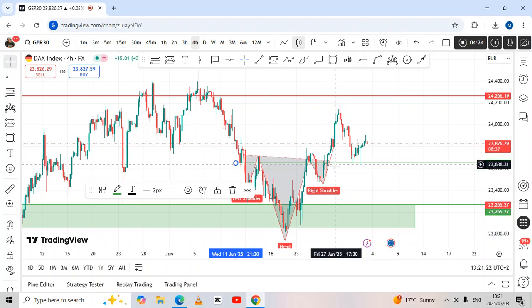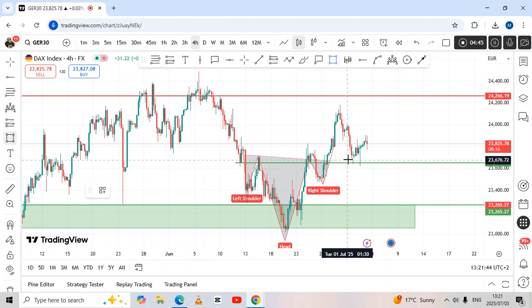It broke down the neckline of the head and shoulders pattern, came back and retested. So this is the retest of the previous resistance turning into support. So right now we are at the neckline. Price gave us a double bottom, two touches there, as you guys can see. Those are two weeks there.